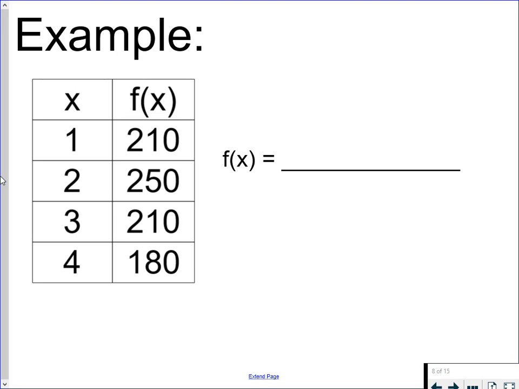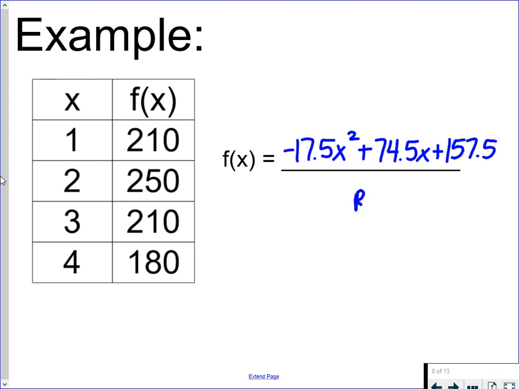All right, so I should get negative 17.5 x squared plus 74.5 x plus 157.5. You notice my r squared is 0.836 and so on. It is still a strong correlation, but it's not perfection, okay?